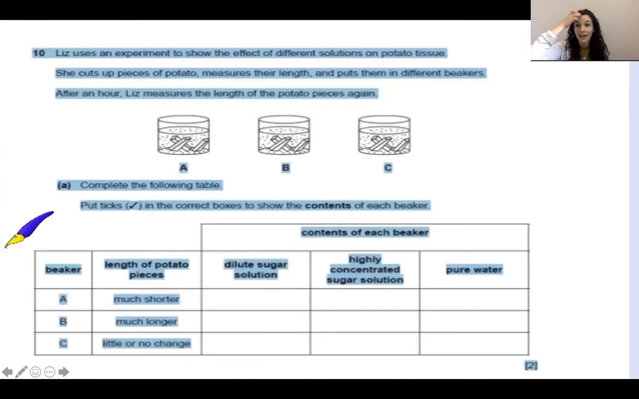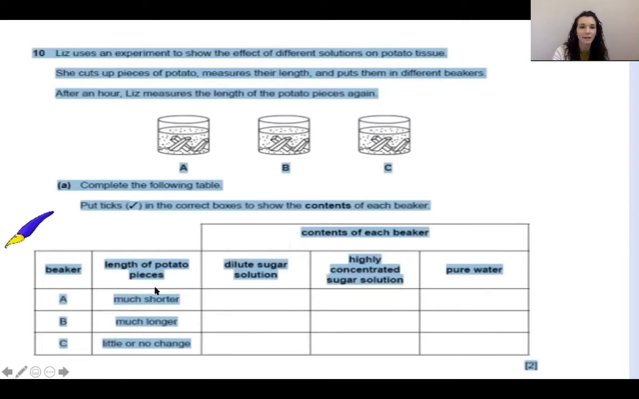Okay, this is a bit of a more tricky exam question that we're going to have a look at now. So, Liz uses an experiment to show the effect of different solutions on potato tissue. She cuts up pieces of potato and she measures their length and puts them into different beakers. After an hour, Liz measures the length of the potato pieces again. So she's expecting osmosis to occur, which is going to change the size of these pieces of potato.